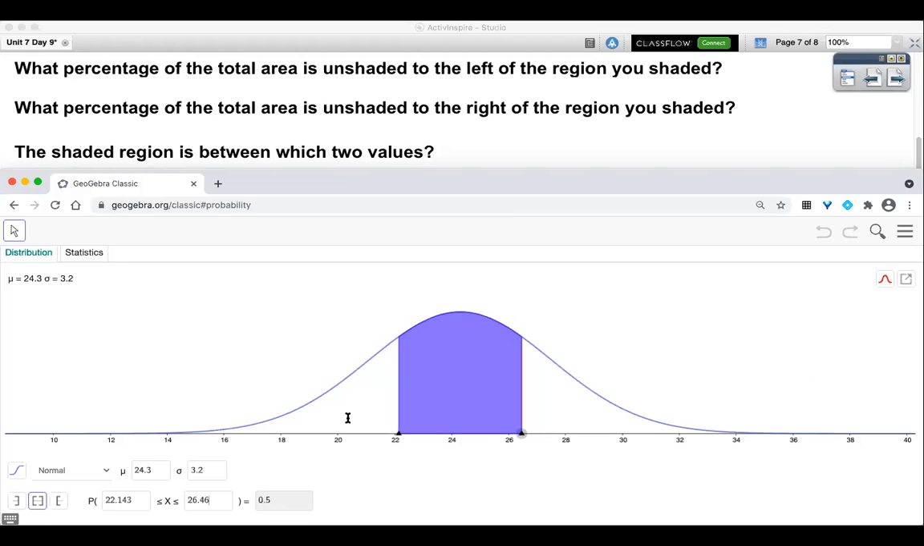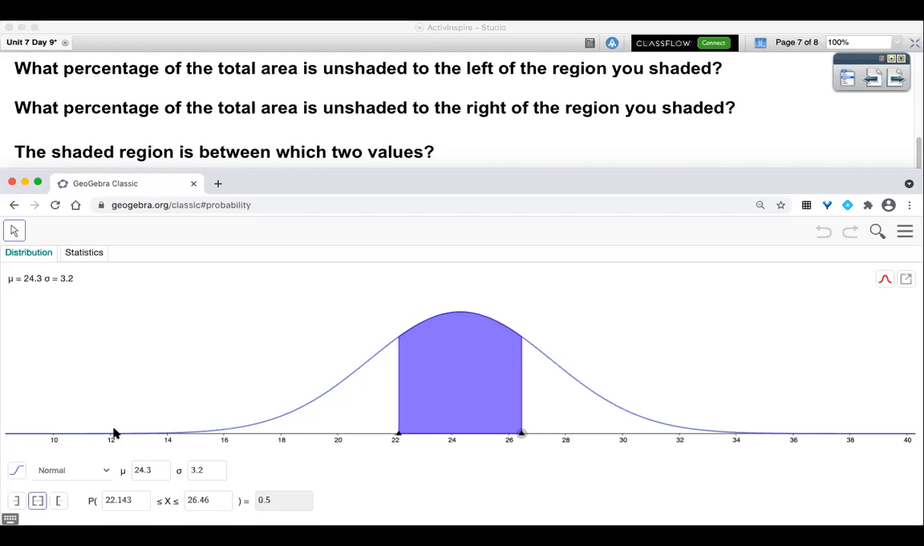So if we're looking at the total area that's unshaded to the left, well, we know that we had 50% left over, right? We shaded 50%, and we know that this area on the left, as well as the area on the right, it's basically been split up pretty evenly. So that actually tells us that the percentage of the total area that is unshaded to the left of the region that we shaded is 25%, right? So 25% of the total area is unshaded on the left.